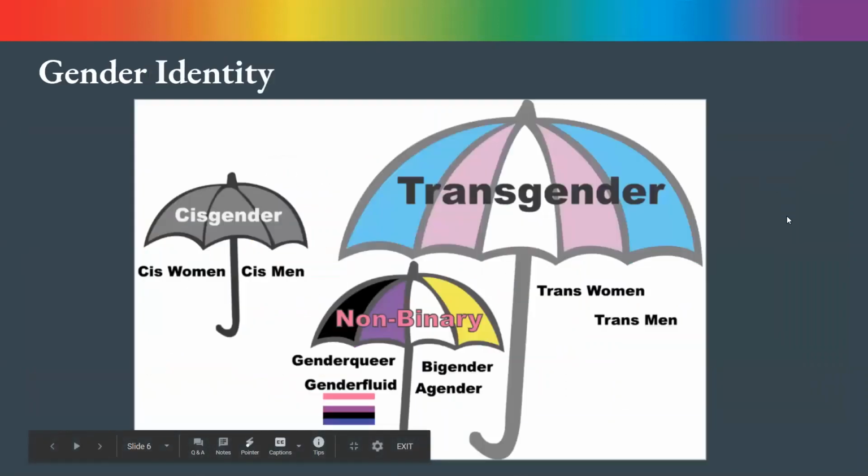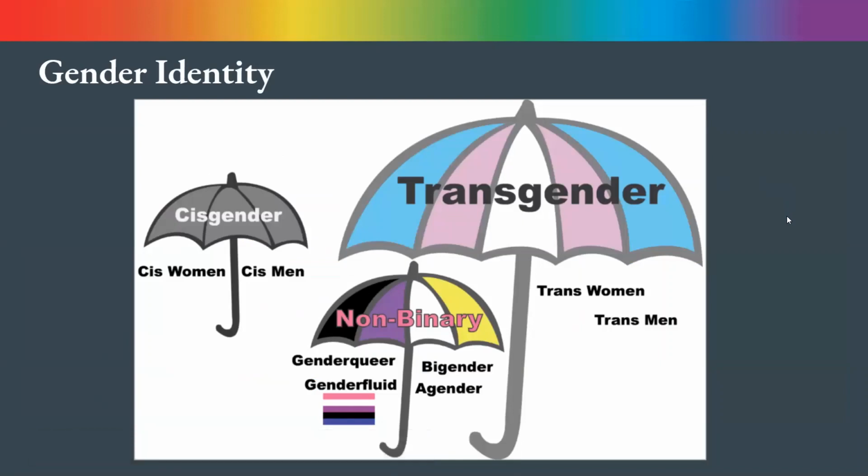So here are what we consider our umbrella terms and the terms that come underneath them for gender identity. On the left-hand side of the screen, we have cisgender, and underneath cisgender we have cis woman and cis man. This is identifying with the gender you were assigned at birth. On the right side, we have the transgender umbrella, and on the right side of that umbrella we have trans women and trans men. These are considered our binary trans people, people who transition to be part of the binary gender spectrum of man and woman.